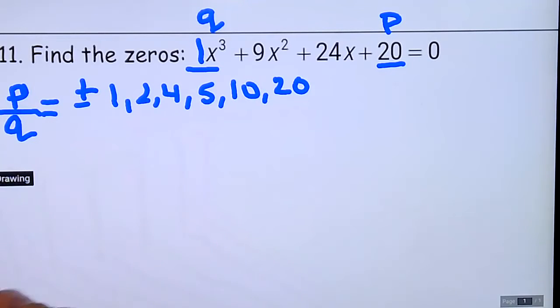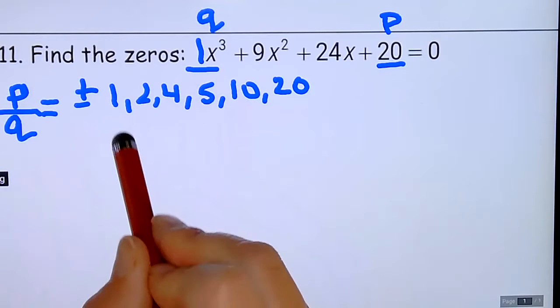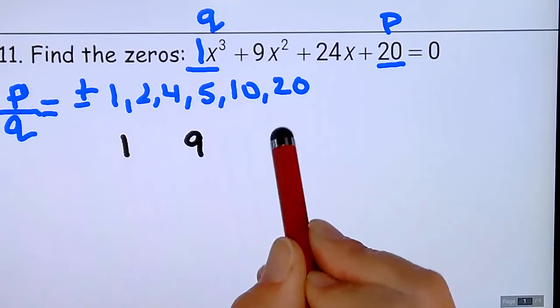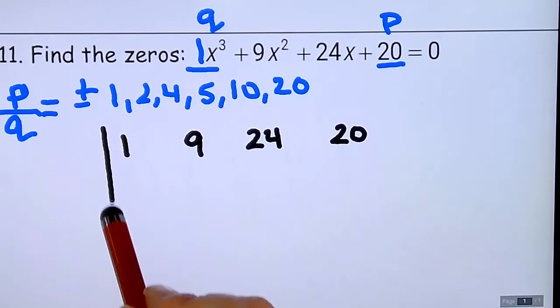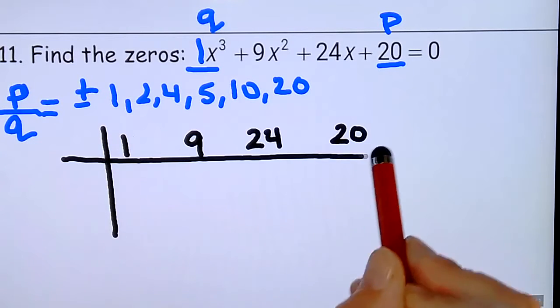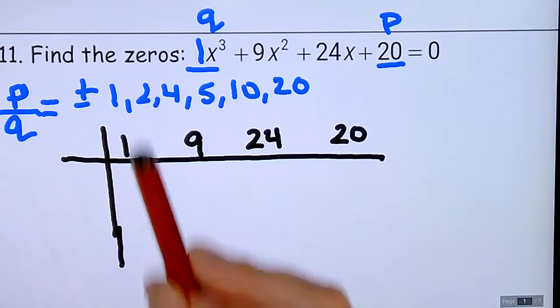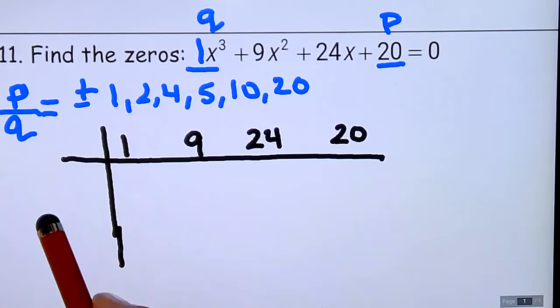Okay. So now I'm going to do my synthetic division. I'm going to have 1, 9, making sure I'm not missing any terms, 24, 20, okay? And I'm going to do it in the table form because I may not get it right the first time.